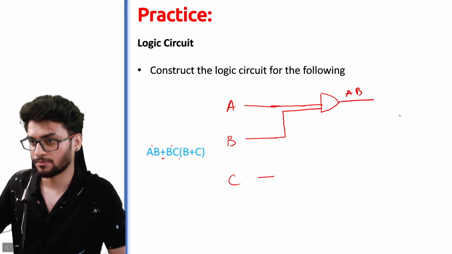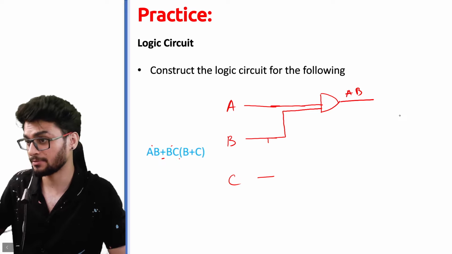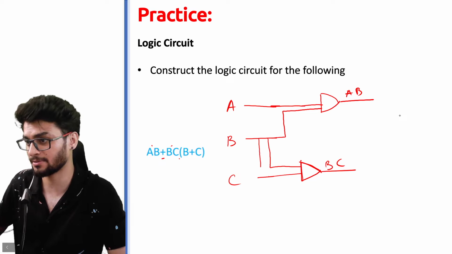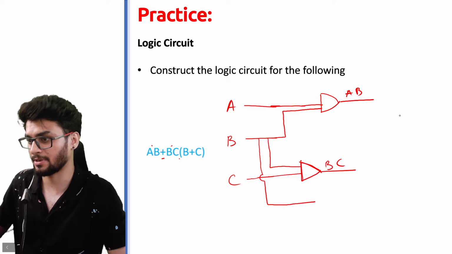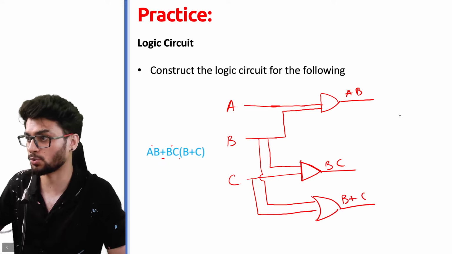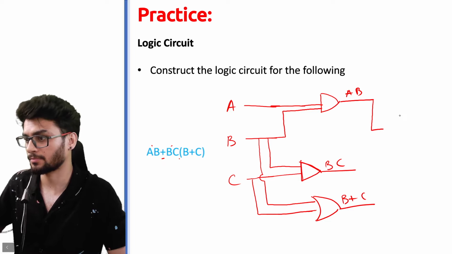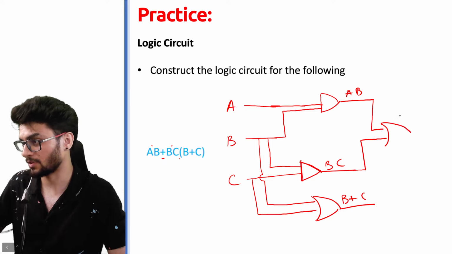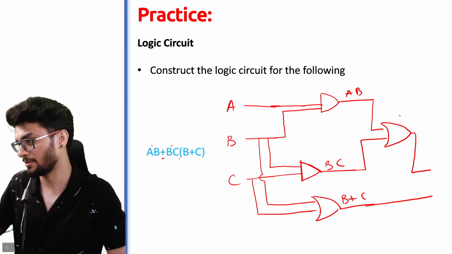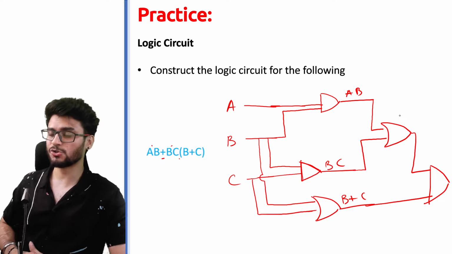Then we also have B and C. So B and C is also being passed to an AND gate. So this gives us B and C. We also have another expression of B plus C, jahan par hum log aise likh sakte hain. This is B and this is C. So we have three expressions in total. Again, AB plus BC are being passed into this, right? And uske baad, it is being multiplied by using this gate, which is known as AND gate. So this is how you can create a logic circuit.